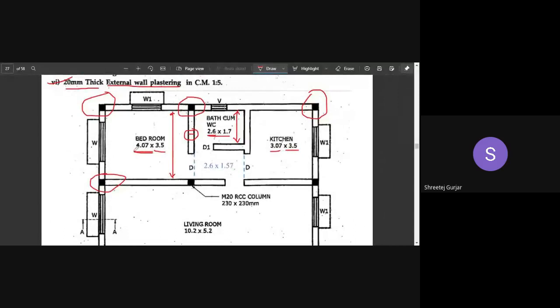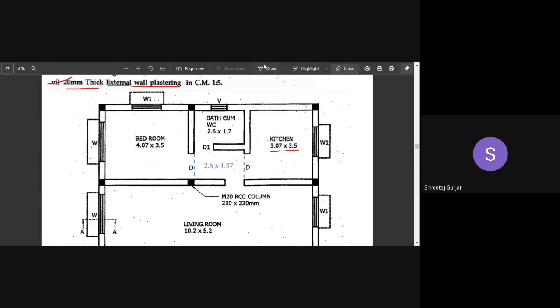So 4.07 plus 230 plus 2.6, plus 2.6 plus 230 plus 3.07, plus 3.07. If we add all of this, that part is not required, because it will be similar to 2.6, whatever is the distance of your bathroom, which is what is given over here. We need to calculate for breadth, not required for length calculation.